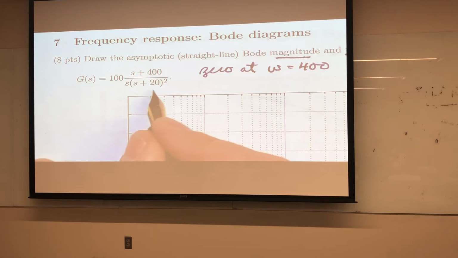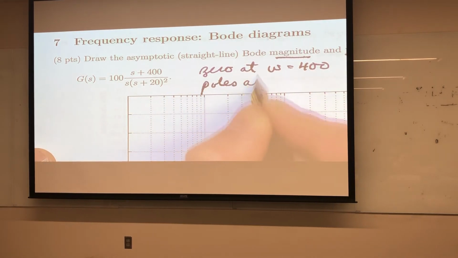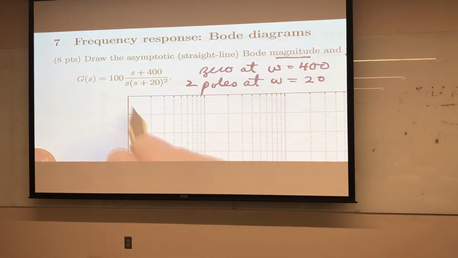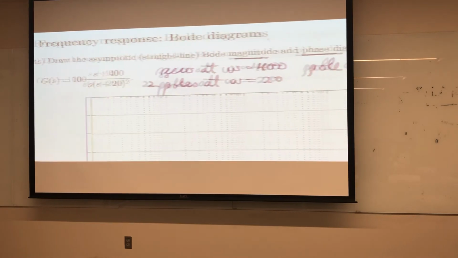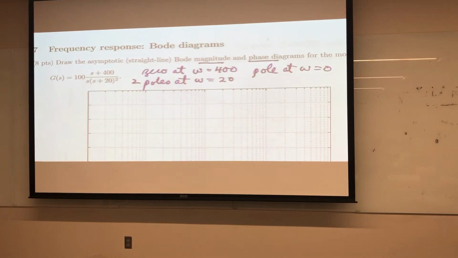It has a pair of poles at omega equal to 20, 2 poles, and it has 1 pole at the origin, a pole at omega equal to 0. And so one of the key things is being able to identify all the corner frequencies and knowing which corner frequencies will appear on the graph and which one will not.